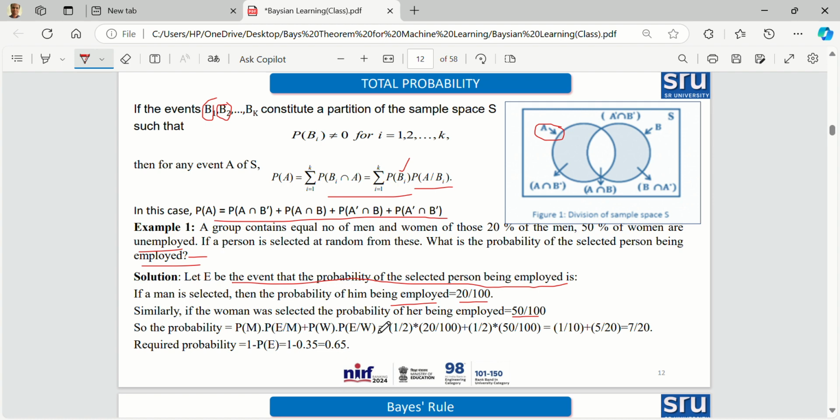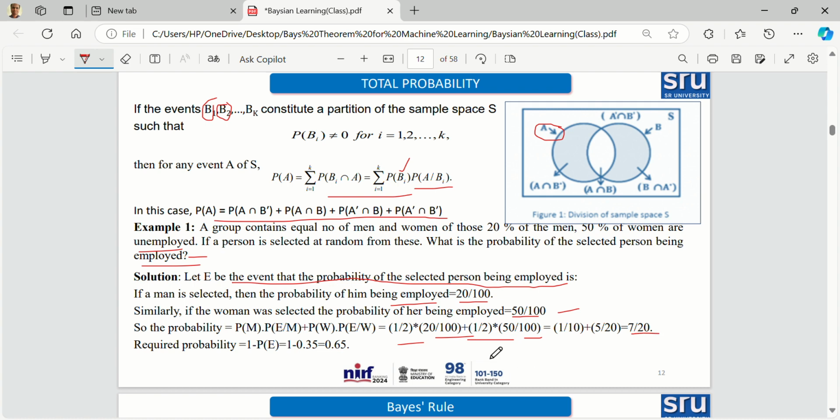So the men and women are equal, so you take 50-50. The probability of a man is 0.5, the probability of a woman is 0.5. So it is 1 by 2, 1 by 2. The probability for a man is 20 by 100 and the probability for a woman is 50 by 100. So you will get 7 by 20.